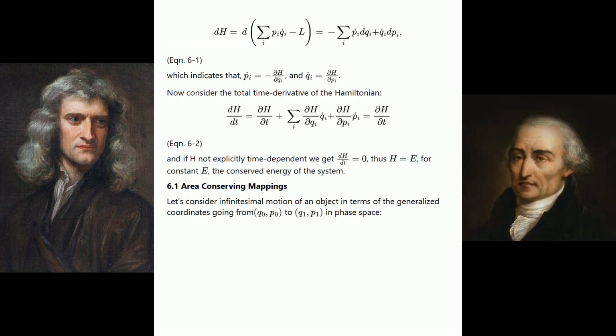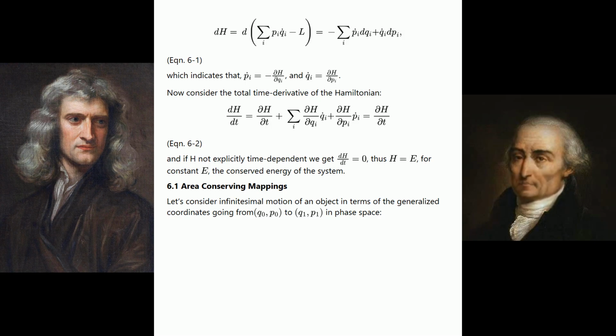See equation 6-1, which indicates that p-dot sub i equals negative the fraction with numerator partial differential H and denominator partial differential q sub i, and q-dot sub i equals the fraction with numerator partial differential H and denominator partial differential p sub i. Now consider the total time derivative of the Hamiltonian. See equation 6-2. And if H is not explicitly time-dependent, we get dH over dt equals 0, thus H equals E, for constant E, the conserved energy of the system.